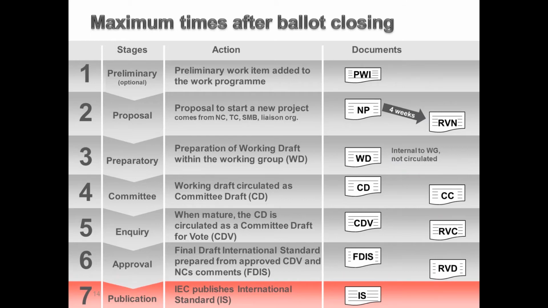These limits are quite important because this is one of the bases of transparency. It means that once a ballot is closed, you then need to share and inform all the P members about the votes and the comments on that ballot. You need to provide that feedback, and this is why we have these time limits at this stage.